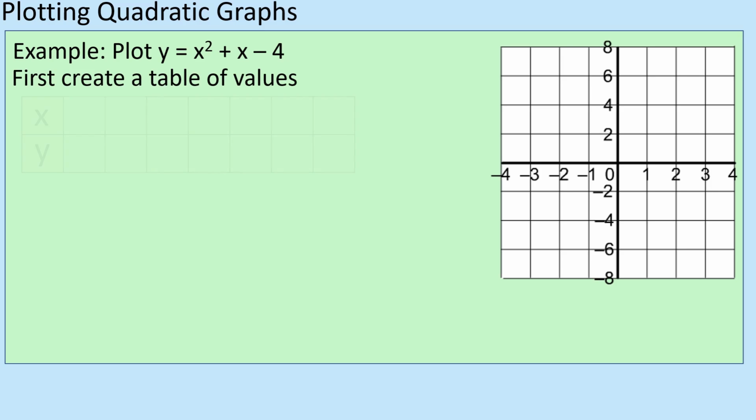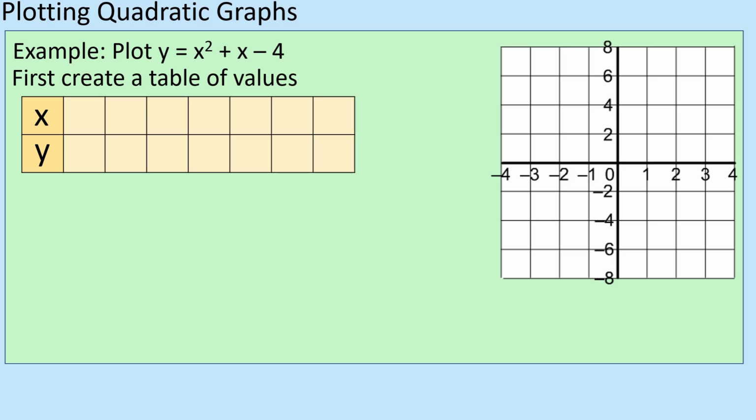So create a table of values. We've got a bunch of x's, and therefore that's going to give us a bunch of y's. You need a good set of numbers in here because this is not a linear graph, it is not straight. It will take a parabola shape, which is like a big U, effectively, if it's a positive x squared, which it is.